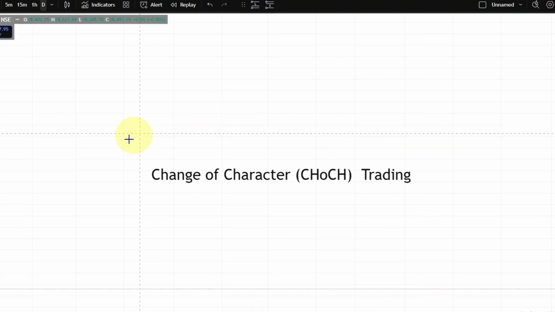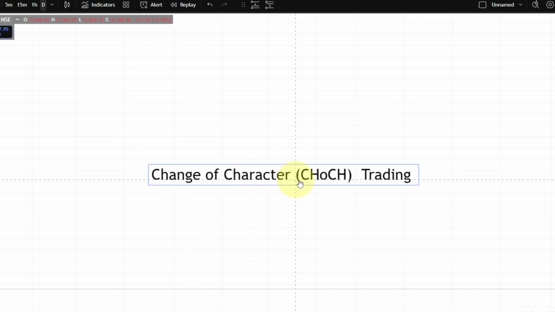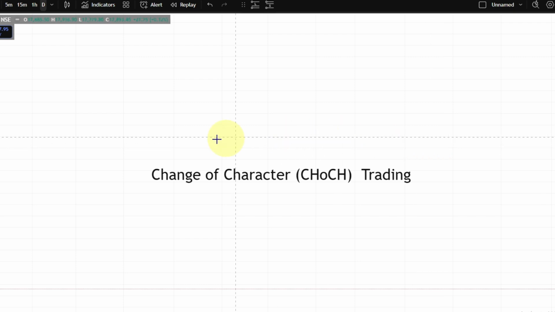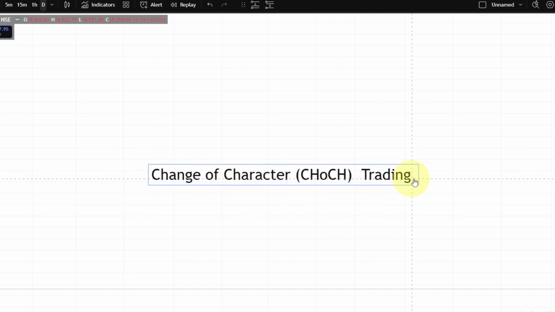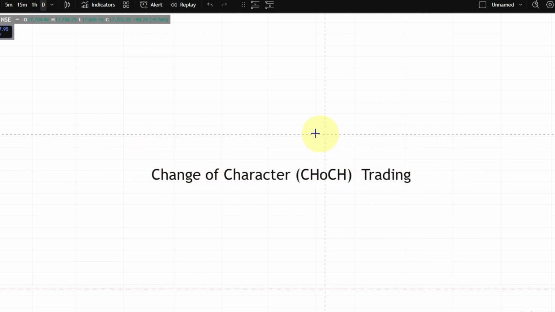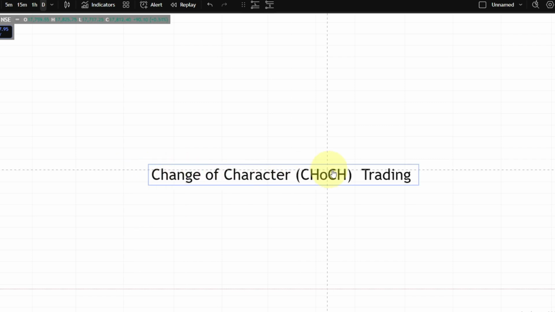Today we are going to discuss a price action strategy called change of character, or CHoCH trading. This is a very powerful strategy used by many traders, and if you master this strategy, you are going to become profitable in the market. So without any further ado, let's get started.